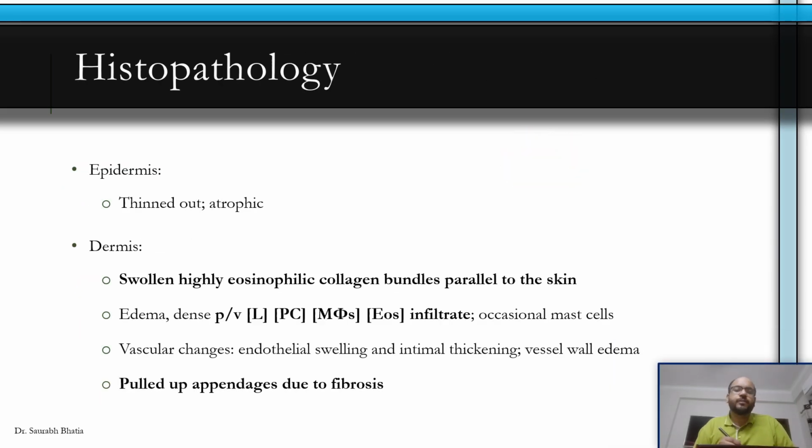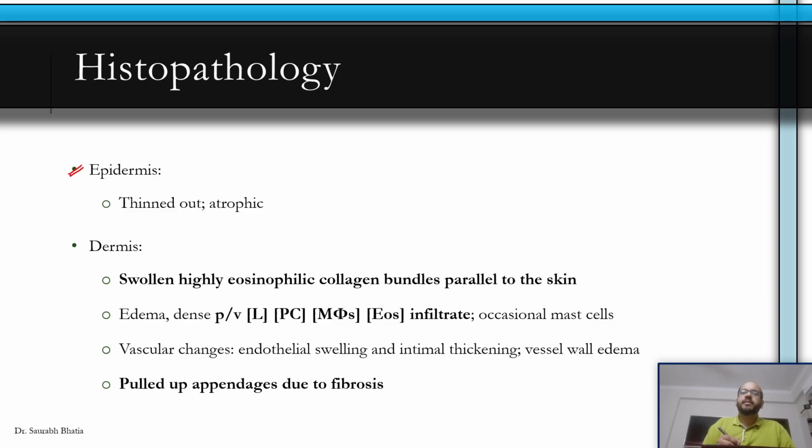So we'll discuss the histopathology of morphea here because that is the most important clinical type that we see. We'll discuss the textbook histopathology of morphea while discussing the circumscribed plaque variant. The epidermis is thinned out and atrophic in the later stage, in the atrophic stage.